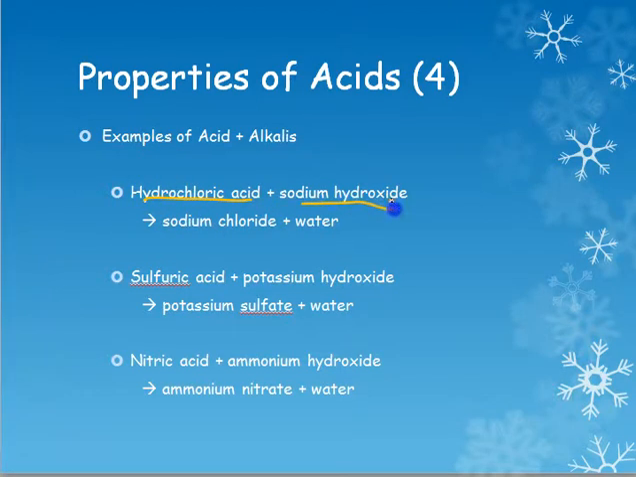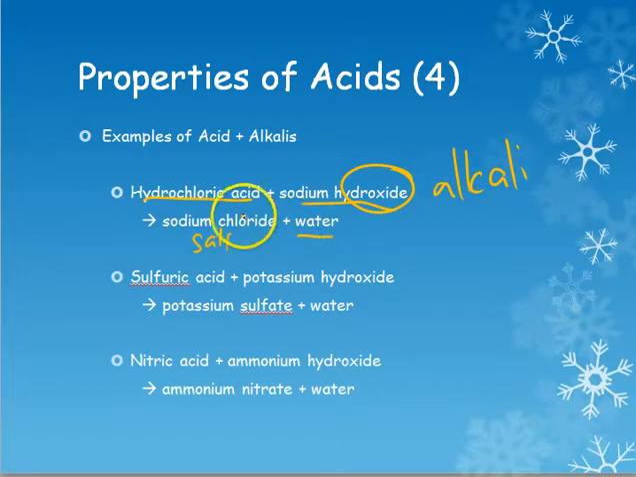Hydrochloric acid plus sodium hydroxide. Actually, once you see the word hydroxide, you should know that it's an alkali. So I know that acid plus alkali gives me salt plus water. So salt is here, water is here. What type of salt is produced? Since it's hydrochloric acid, chloride salt is formed. What kind of chloride salt? Sodium chloride. Because it's a sodium hydroxide, you bring the sodium down.